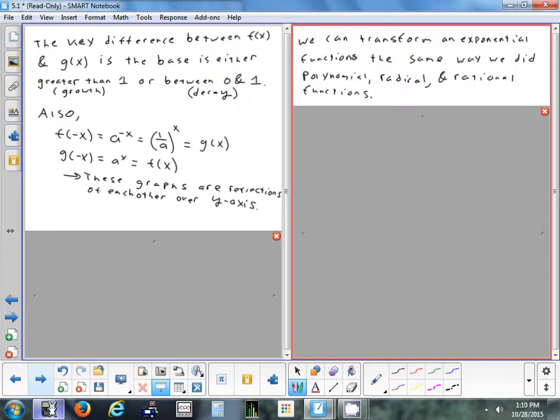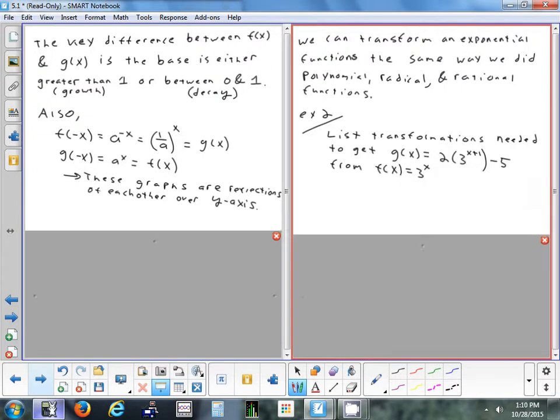So transformations with exponentials work exactly the same as they did with every other function we've learned. So I'm going to see if we can just get this without me going into too much detail. But the basic function is 3 to the x. I want to know what the plus 1, the times 2, and the minus 5 would do.